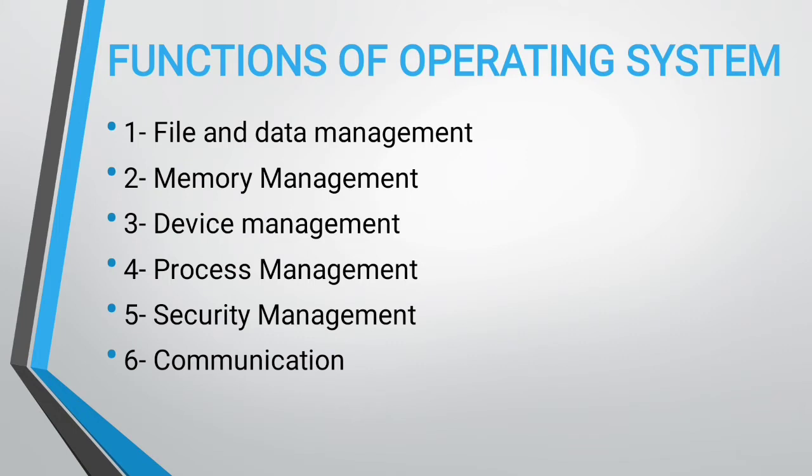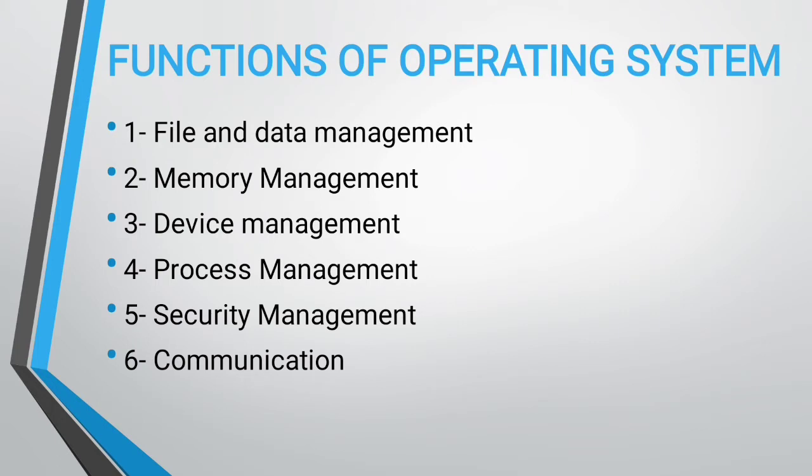Next is process management. Operating system manages processes by performing tasks such as resource allocation and process scheduling. When a process runs on a computer, process means I am talking about when you open any application software, suppose MS Office, MS Word, or MS Excel or any other software. So memory and CPU are utilized by operating system.